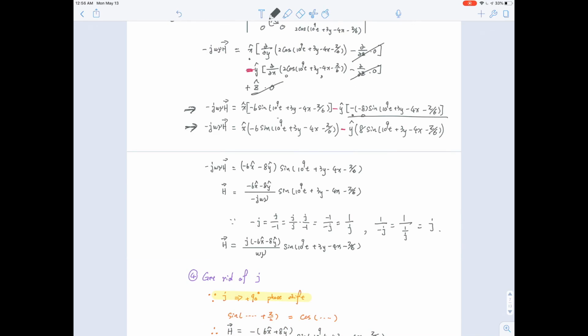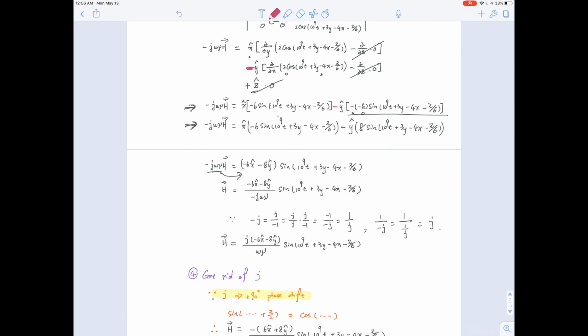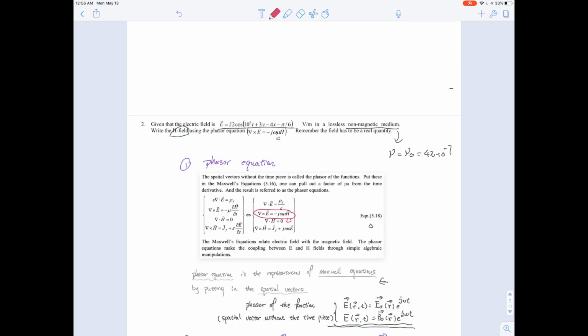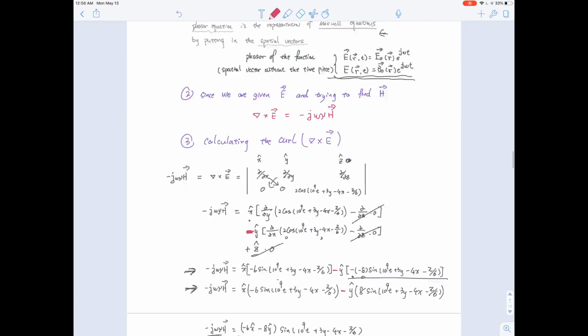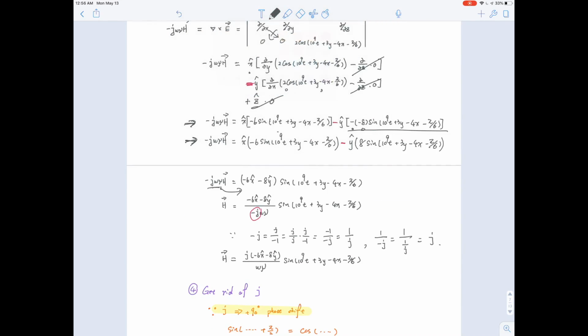After this, we can move everything except for the H field to the right side and isolate the H term. You can see here we already have this negative j right here. However, the question specifies the field has to be a real quantity, so we need to somehow get rid of the negative j. And we already know that 1 over negative j is equal to j, so plugging it back into the equation, this is what we get.